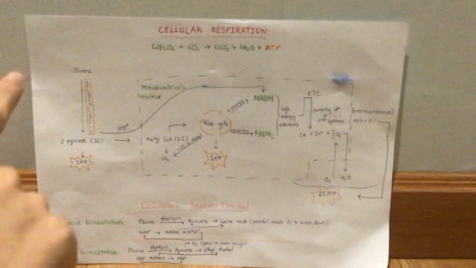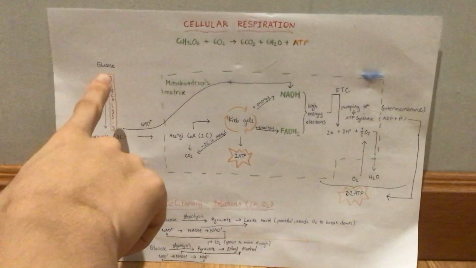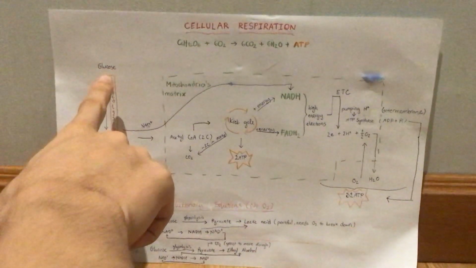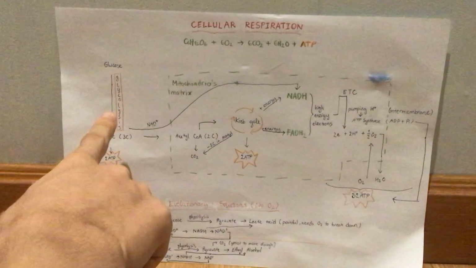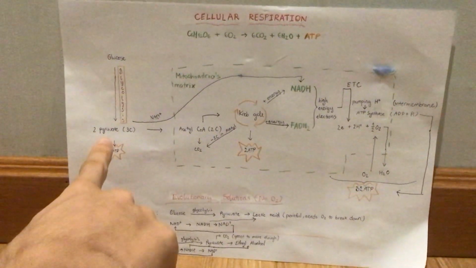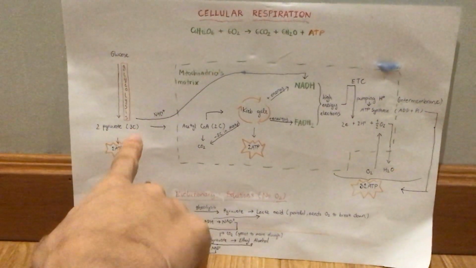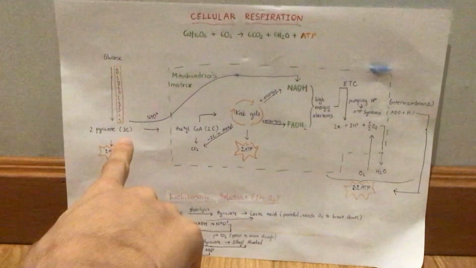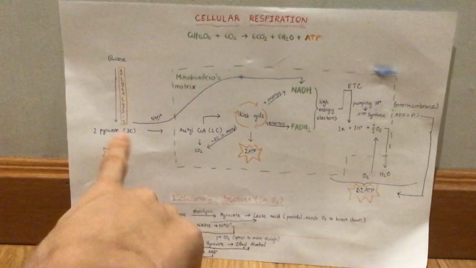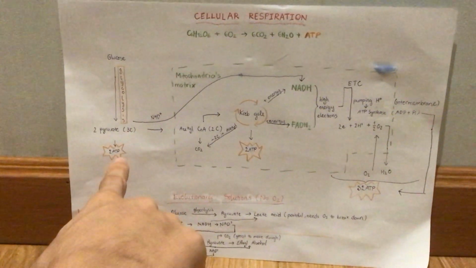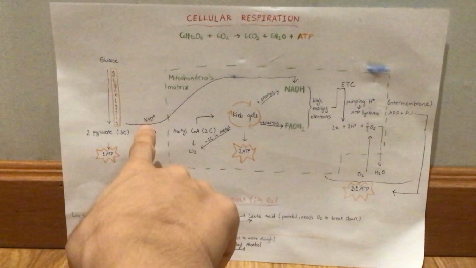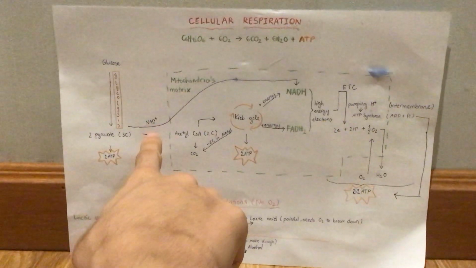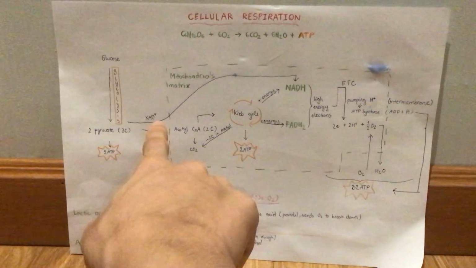First, what happens is that the glucose we take in as food will get glycolyzed. Glycolysis will make two pyruvates, which are 3C molecules, and this process will make 2 ATP here, and it will also produce NAD plus, which will be used later.